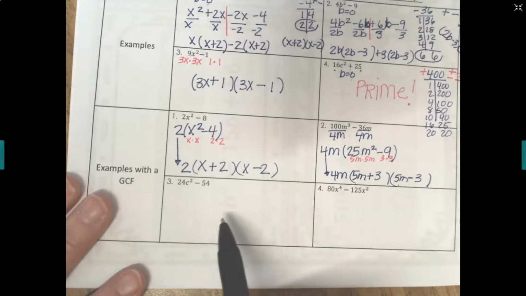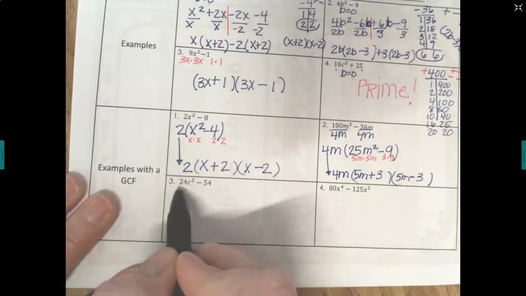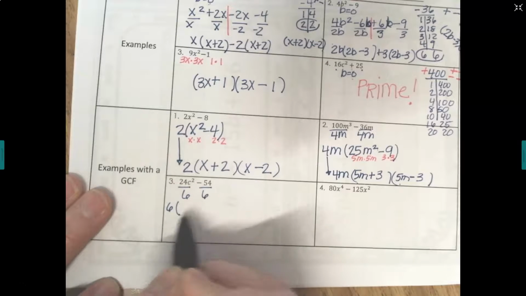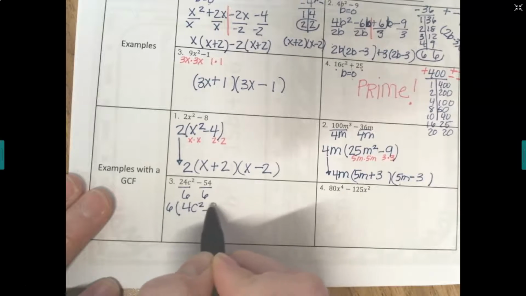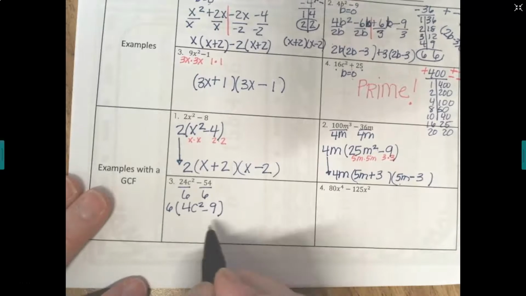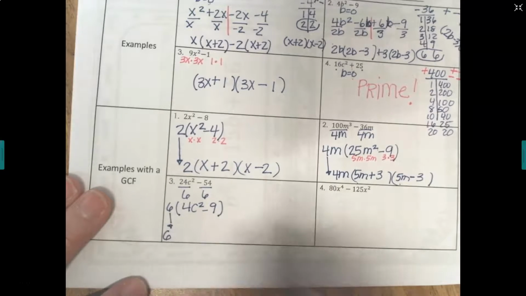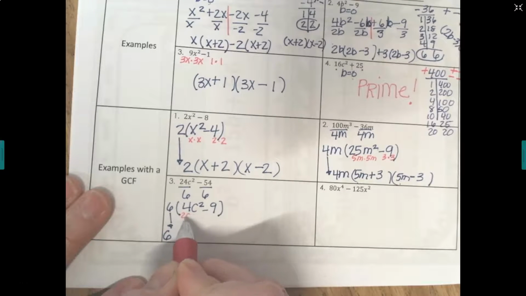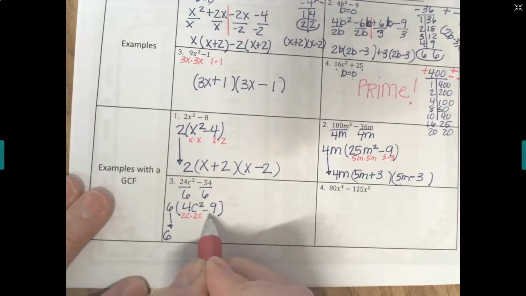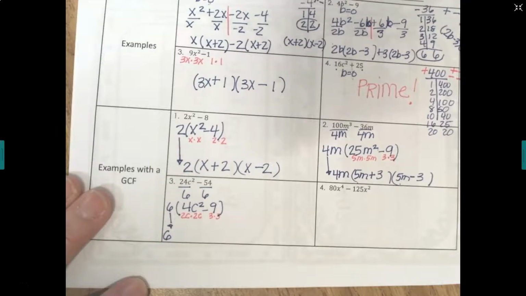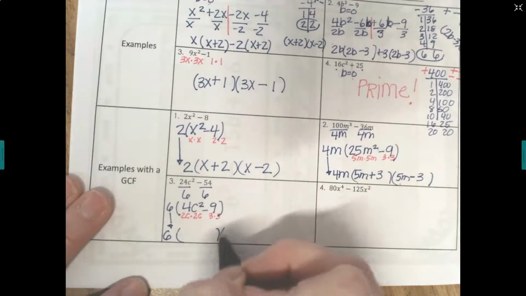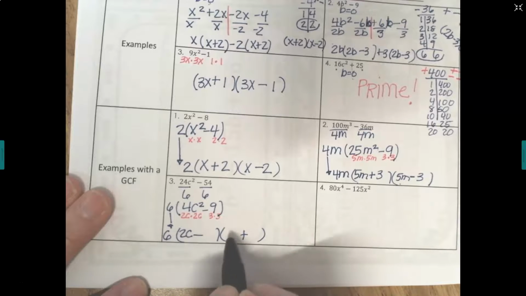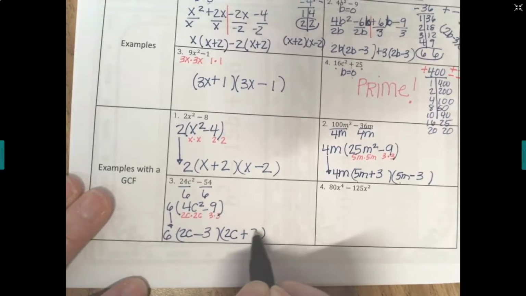Let's try this one. 24 and 54 have a 6 in common. Our GCF is 6. And what's left over is 4c squared minus 9. We've got a GCF of 6. Now let's make sure, are these both perfect squares? 4 definitely is, and c squared definitely is. So that'd be 2c times 2c, and 9 is 3 times 3. Okay, so we're going to take those and distribute them in the two parentheses, make one positive, one negative. They have to be in the same order. 2c's came first, and then the 3's.